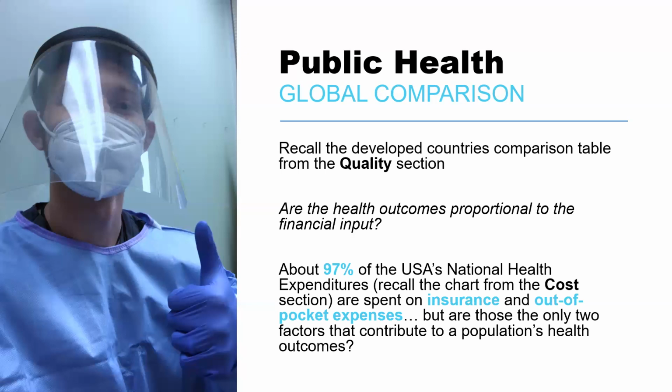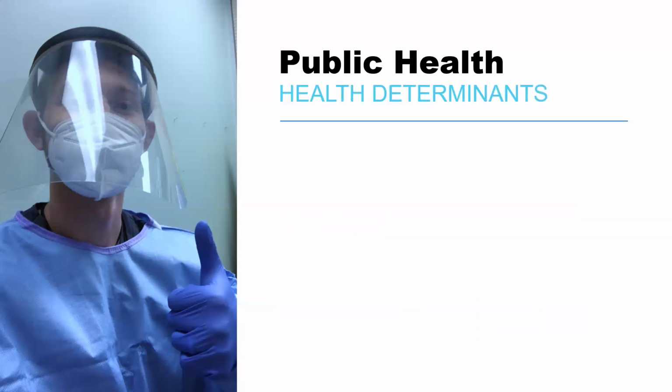Lots is spent on insurance and out-of-pocket expenses, but are insurance and out-of-pocket expenses the only two factors that really contribute to the population's health outcomes? I would argue not. So if you want to take some time to think, health determinants are basically the factors that contribute to a population's health. So go ahead and take about 30 to 40 seconds to write down all of the health determinants you can think of.